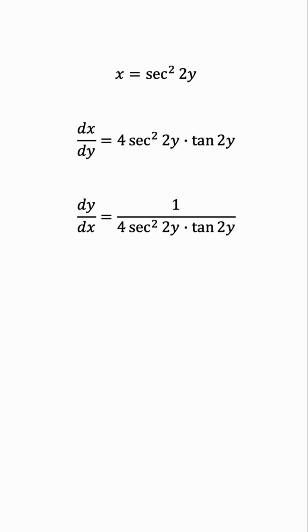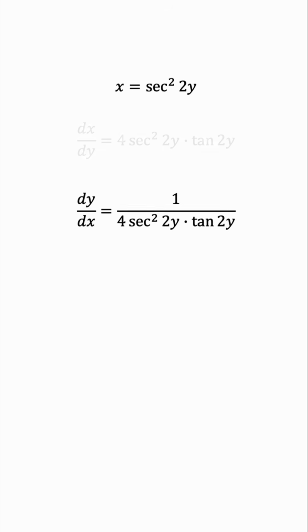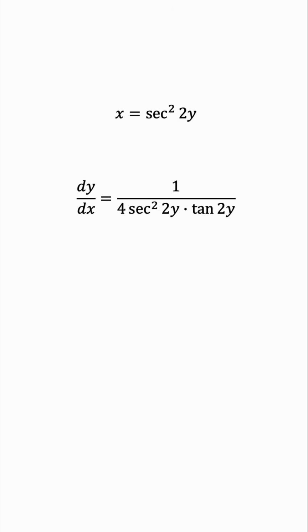So this is dy by dx, but notice that we have it in terms of y, not x, and we want to express this in terms of x. So we need to convert secant squared of 2y to something involving x only, and the same thing for this tan 2y over here. X is given to be secant squared of 2y, so we can simply replace this term by x. But how about the tan 2y?